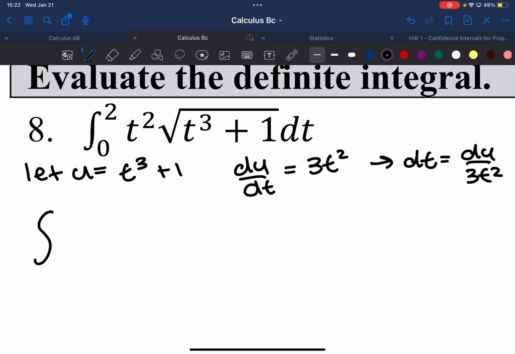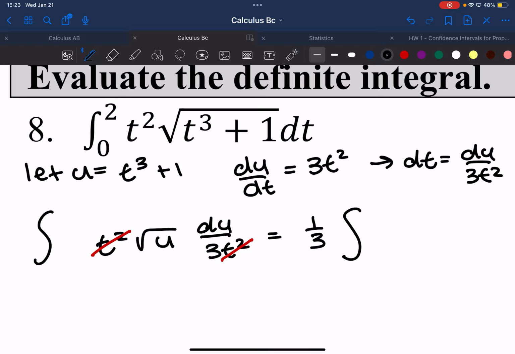Okay, when I plug everything back in, I'm going to leave space for my bounds, and I'm not going to fill them in just yet. So I have the integral of t squared square root of u du over 3t squared. The t squareds cancel out, and that 3 is going to come out to be a 1/3. Okay, integral of the square root of u du.